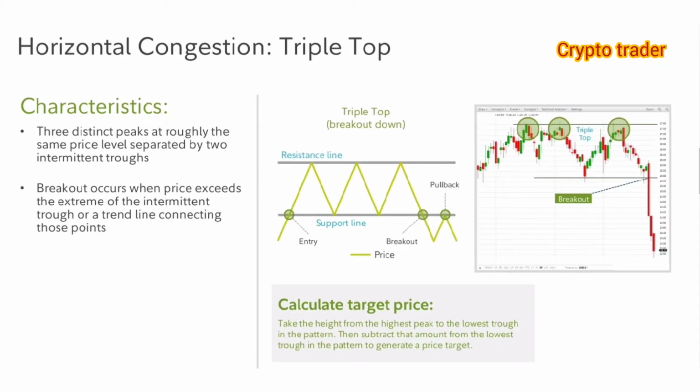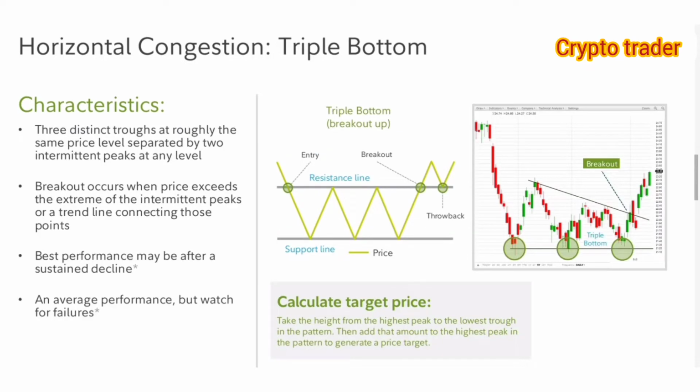Horizontal congestion. Triple top. Its characteristics: 3 distinct peaks at roughly the same price level separated by 2 intermittent troughs. Breakout occurs when price exceeds the extreme of the intermittent troughs or a trend line connecting those points. See the example of a triple top breakout down pattern and how to calculate the target price for the support line and resistance line.